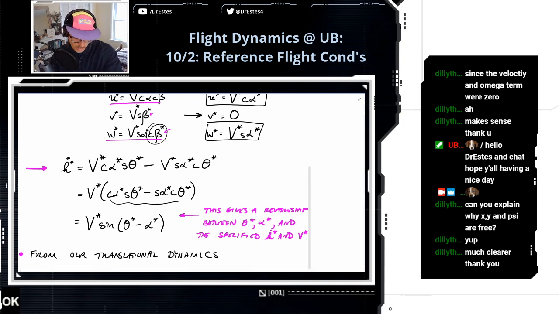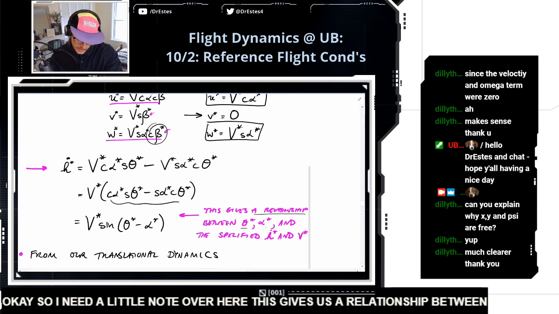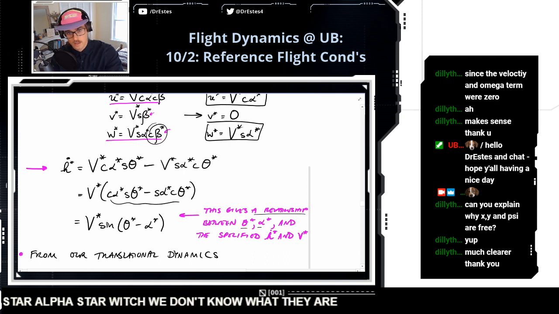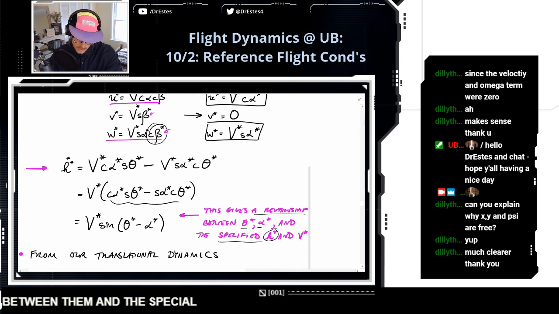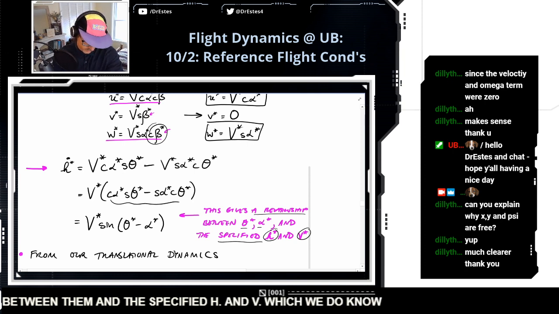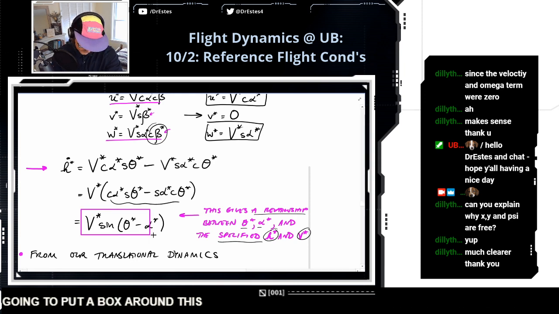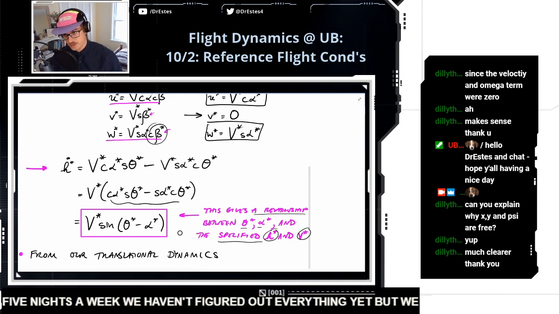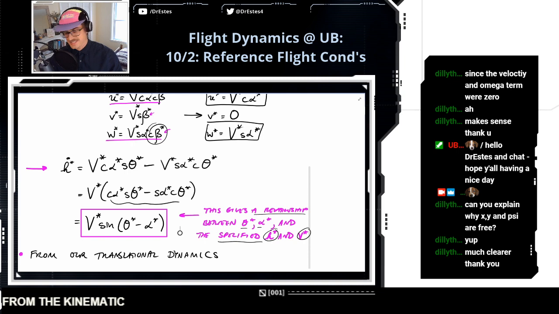Okay, so I made a little note over here. This gives us a relationship between theta star and alpha star, which we don't know what they are, but it gives us a relationship between them and the specified H dot and V dot, which we do know. Okay, so I'm going to put a box around this. All right, so we haven't figured out everything yet, but we got a relationship from the kinematics that gives us something. Now we're going to move on to the dynamics.